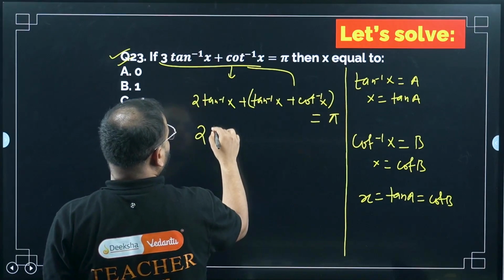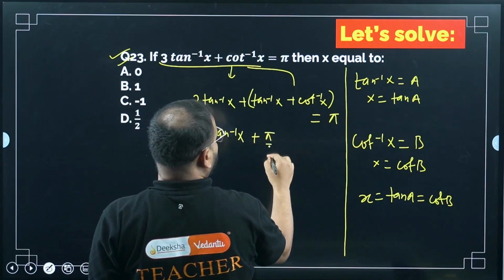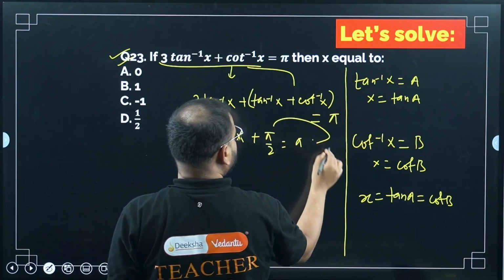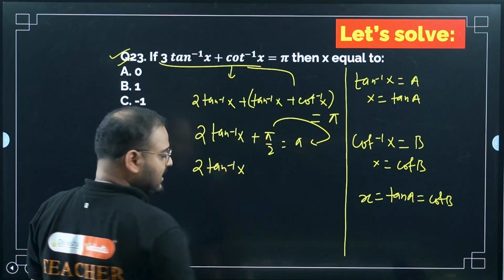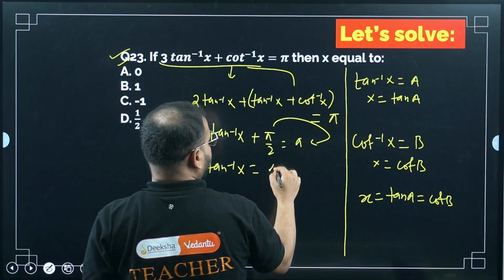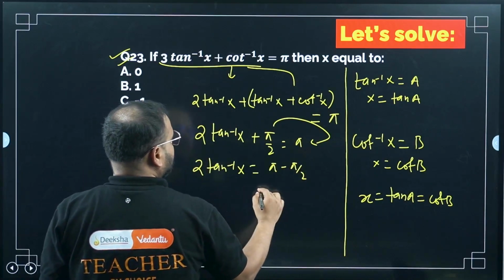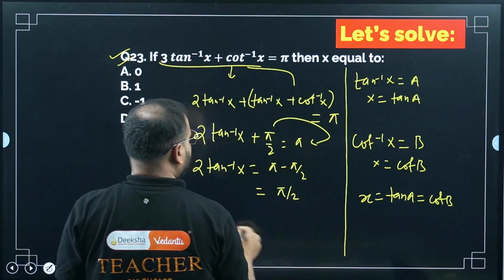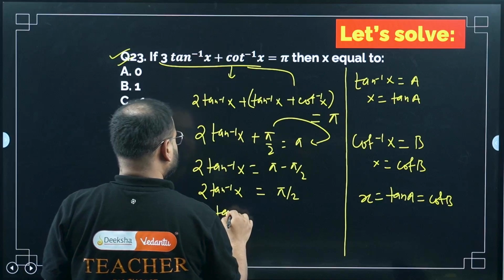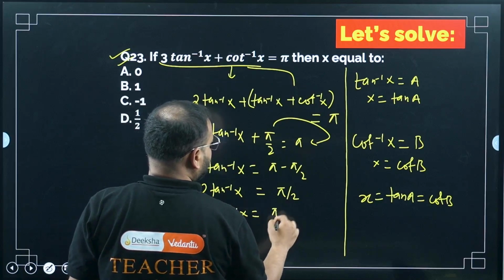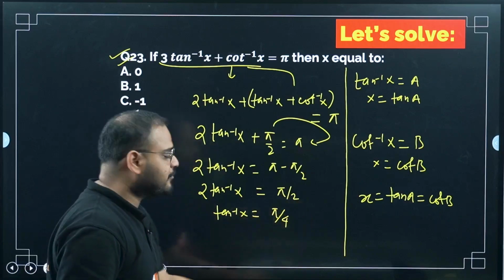So what I get? 2 tan inverse of x plus pi by 2 equals pi. Please take this pi by 2 over here. I get 2 tan inverse of x equals pi minus pi by 2, which is nothing but simply pi by 2. This is 2 tan inverse of x. So I get tan inverse of x equals pi by 4. The 2 over here is in multiplication, it will come here and become division. So pi by 4.